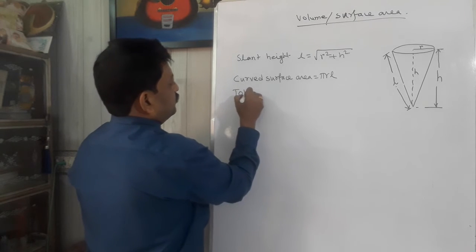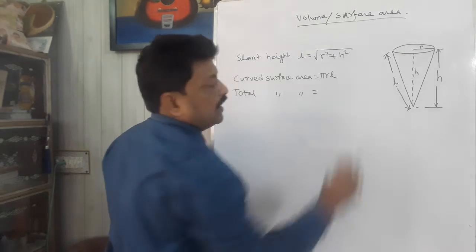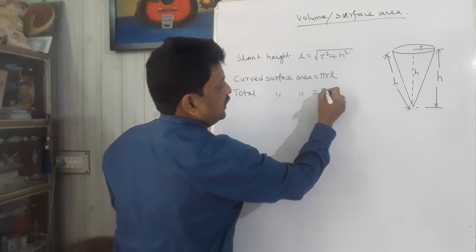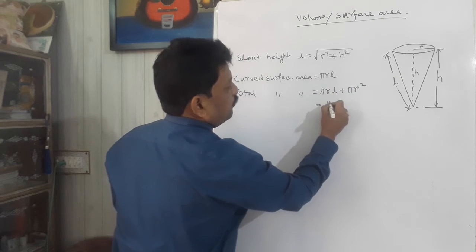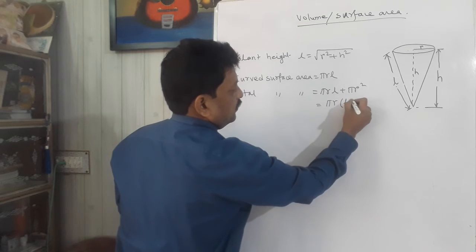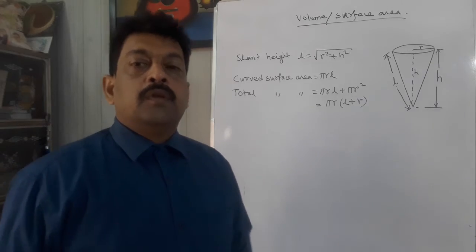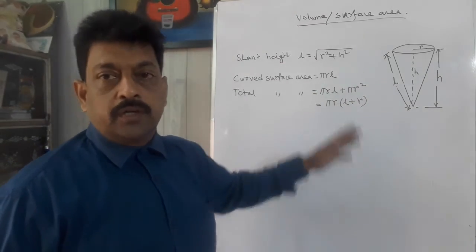Total surface area will be the curved surface area plus the area of the top circle, top face. So pi r L plus pi r square. Pi r is common, it is pi r times L plus r. Okay. Let me give you one example of how to use this. Okay.